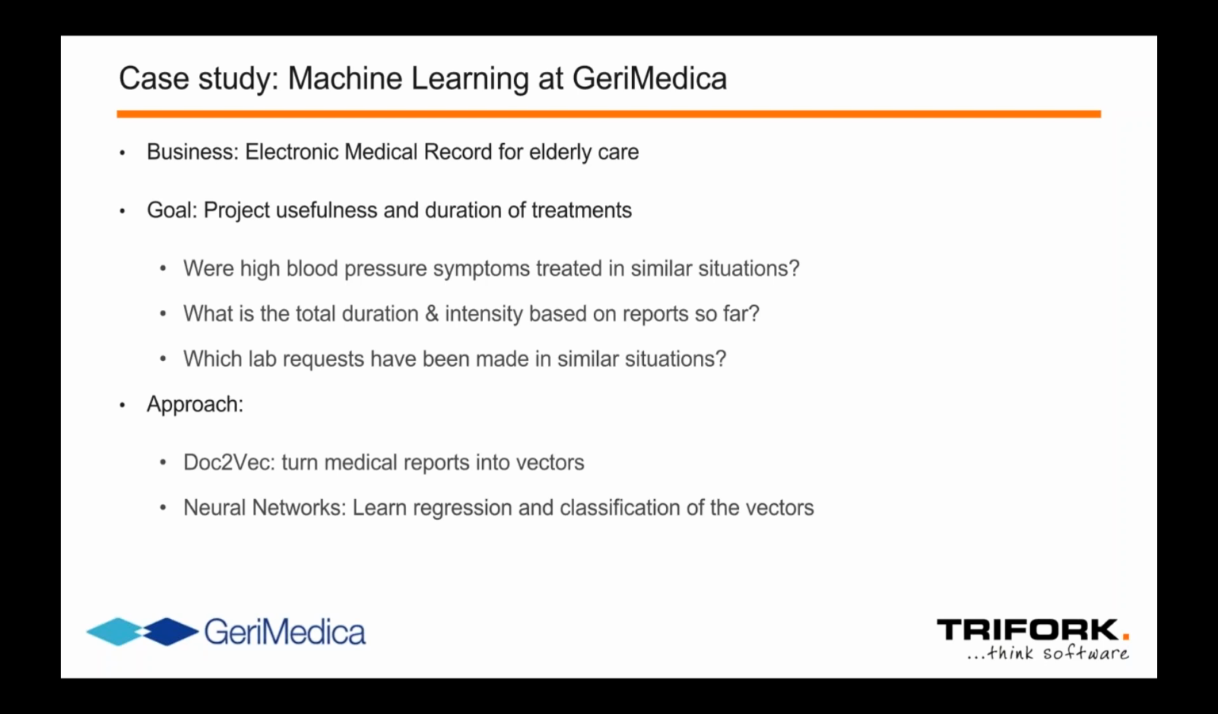So the approach that we took here is we used two different techniques. We used doc2vec, which I'll talk a little bit about in a minute, to basically turn text into vectors. And we used neural networks both for regression and classification of the vectors we've created.